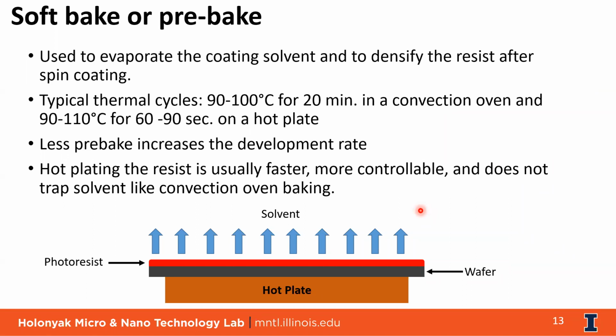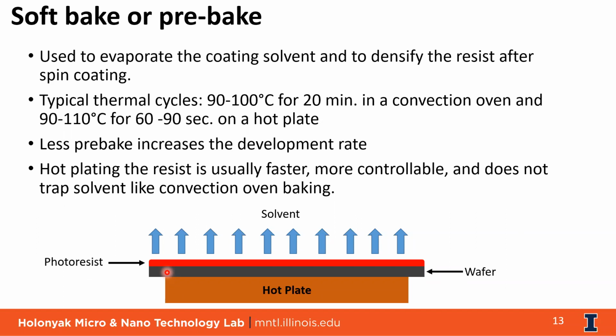Typically this happens between 90 to 110 degrees Celsius for about 1 or 2 minutes. In case you're using a conventional oven, you'll be doing 10 to 20 minutes based on the thickness. So the pre-bake is very important. If you do a lesser pre-bake, you'll be leaving more solvent in your photoresist, which will dilute your developer during your development stage. So basically you'll end up getting a very high development rate. In order to have a controlled development, a necessary and appropriate soft bake is needed.